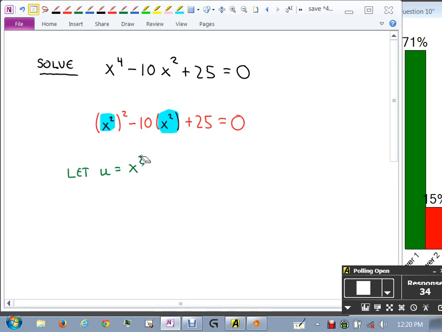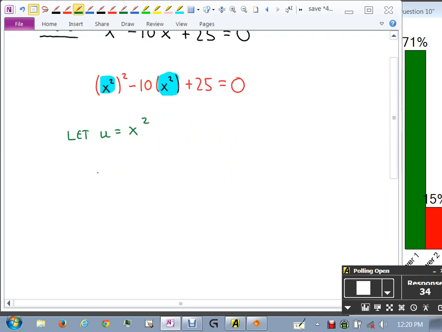It's always good to try and rewrite the equation so that it looks quadratic to you. That'll help you identify what is going to be replaced with U. So everywhere I see x squared, I replace it with U. What would this equation turn into if I make that substitution? U squared minus 10U plus 25 equals 0.